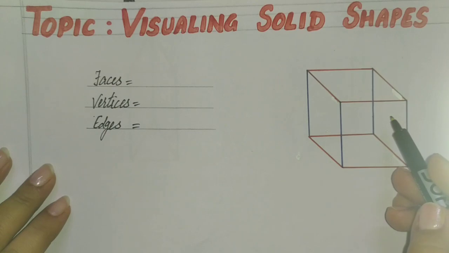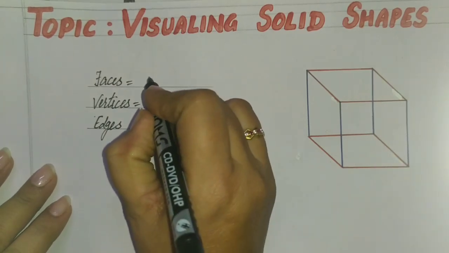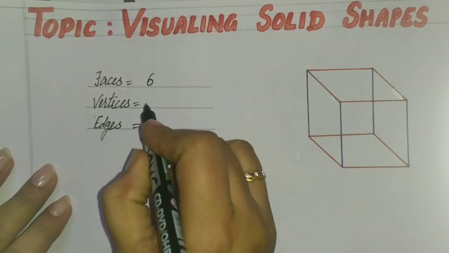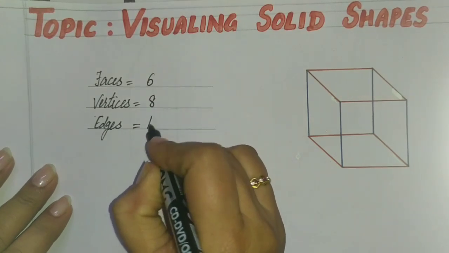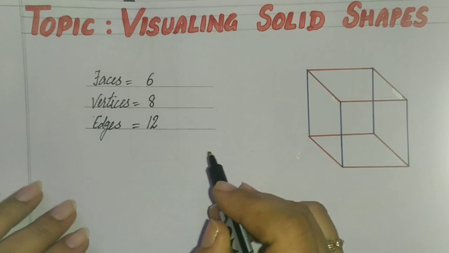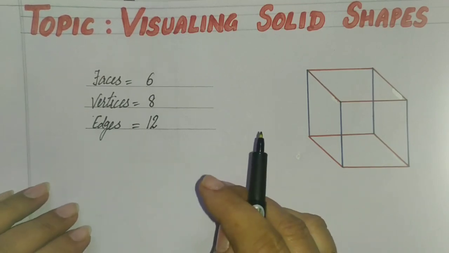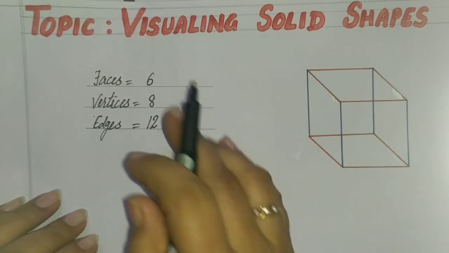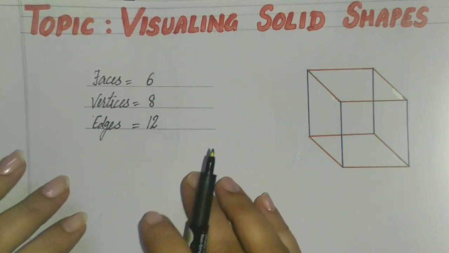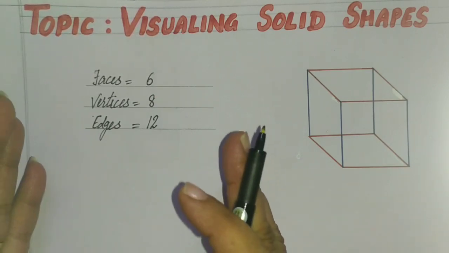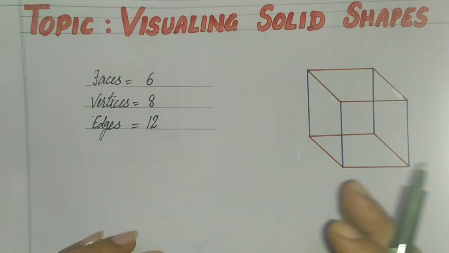So how many faces are there in a cube? 6 faces. How many vertices are there? 8. And how many edges? 12. Now tell me, do you think there is any connection or relation between these faces, vertices and edges? Yes, there is a relation between faces, vertices and edges of a solid.